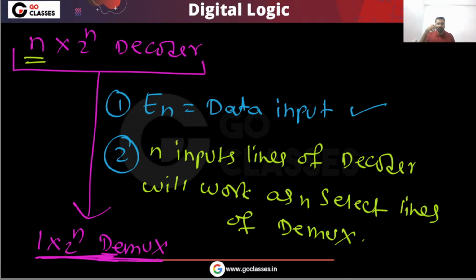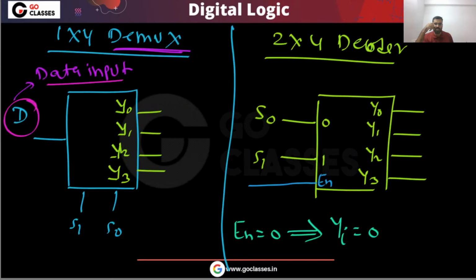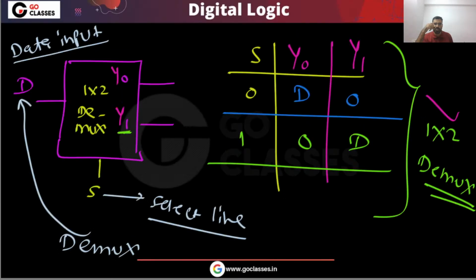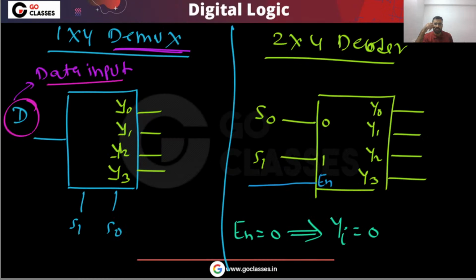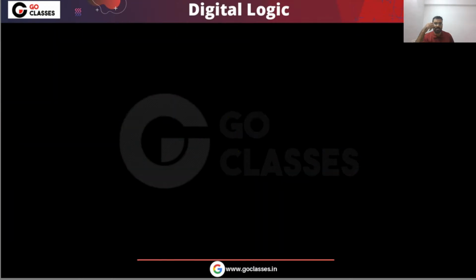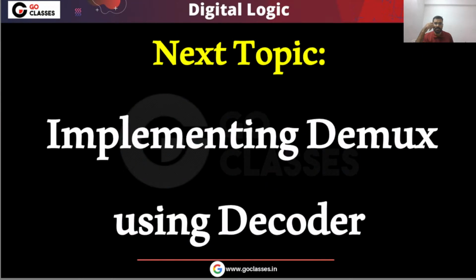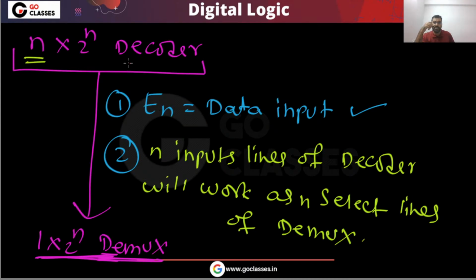Is this clear? It is a very simple topic, but they can ask you a question, and you can notice this is a standard university question. Any decoder you have, if you have an n into 2 power n decoder, you can convert that into a 1 into 2 power n DeMux very easily.